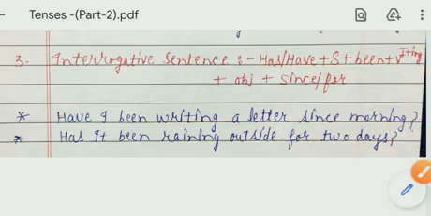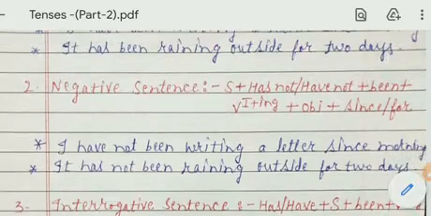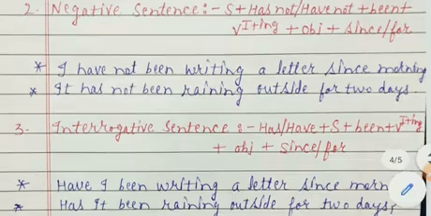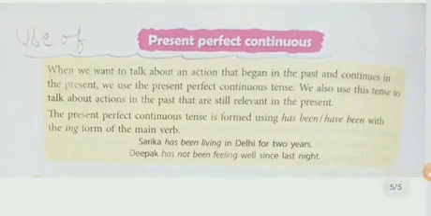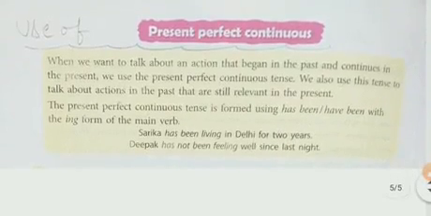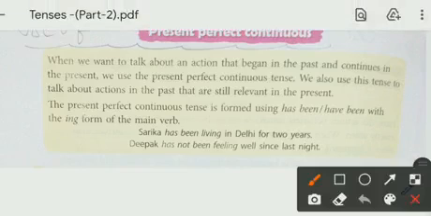Okay, students, these structures are very easy, but you have to keep in mind the basic structure of a sentence. After that, you have to keep in mind the helping verb and main verb form, that in which tense which helping verb and which form of verb is used. You have to learn this thing. Now we are looking at the use of present perfect continuous. Where we use present perfect continuous, I have already told you that when we want to talk about an action that began in the past and continues in the present also.